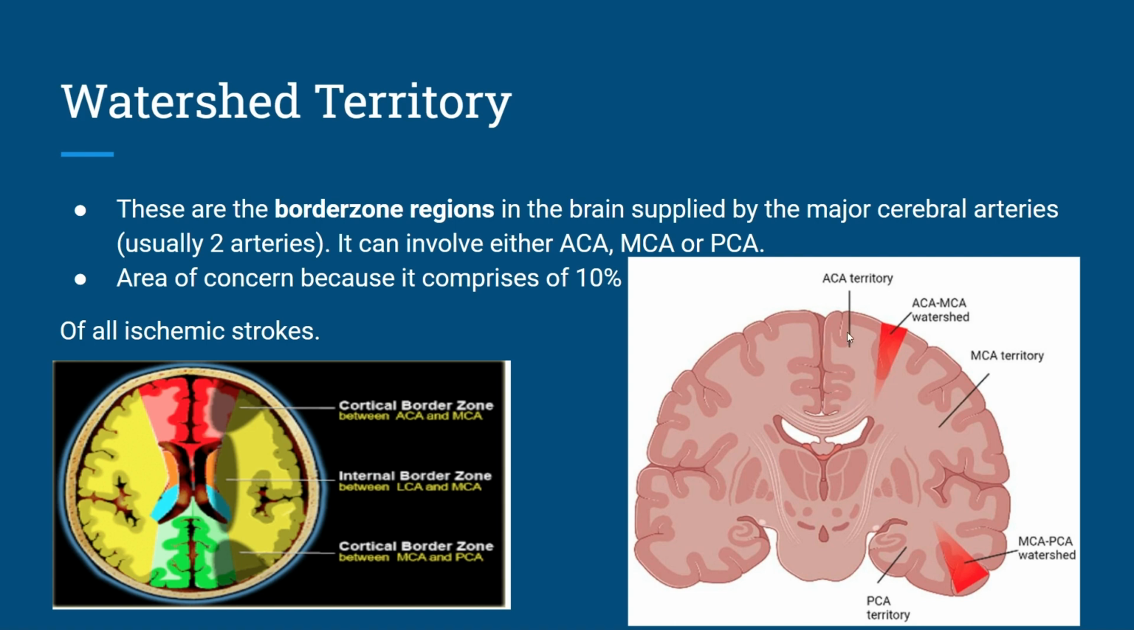This is the ACA, or anterior cerebral artery territory. This is the middle cerebral artery territory, and this is the posterior cerebral artery territory. Both of them extend their branches right here, but this is the watershed territory where both of them are going to give their branches over here. But sometimes it has a problem and there is no driving force over there. This area is of concern because it comprises at least 10% of all the ischemic strokes. This is one of the watershed territories, between ACA and MCA, and this one right here is a watershed territory between PCA and the MCA.